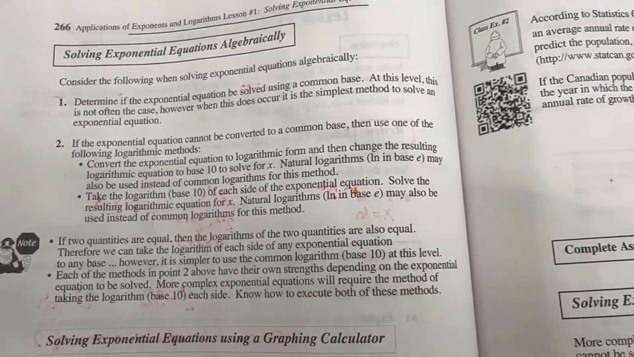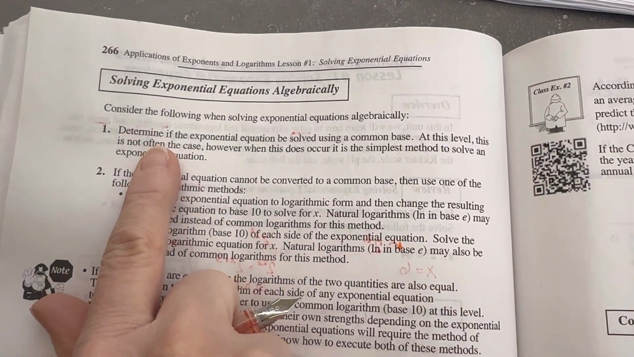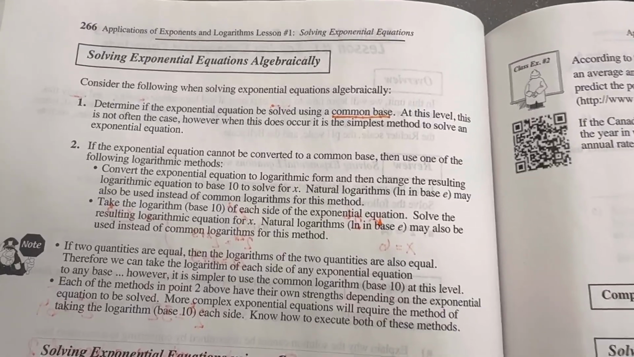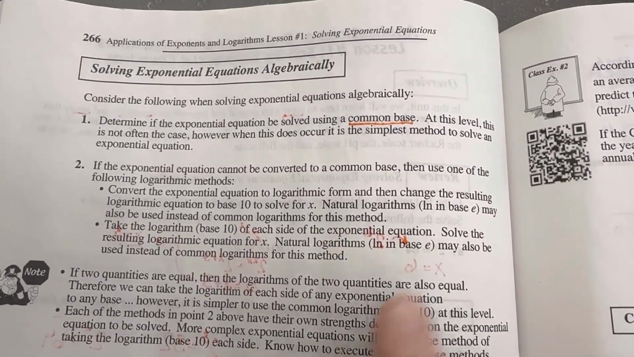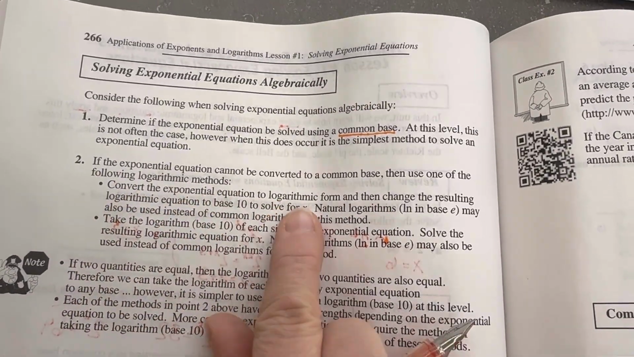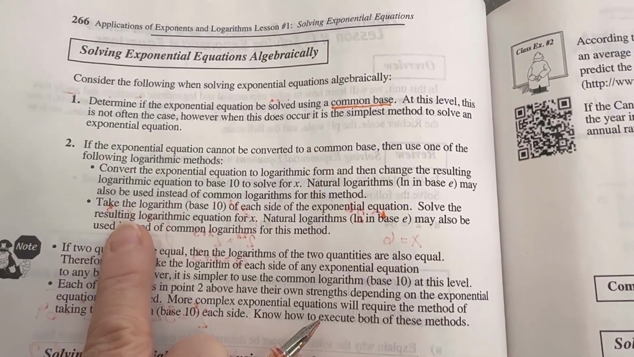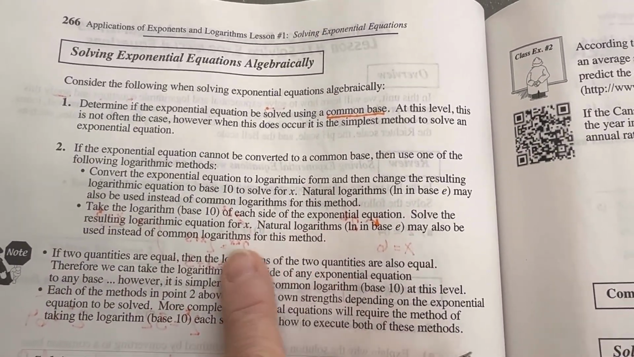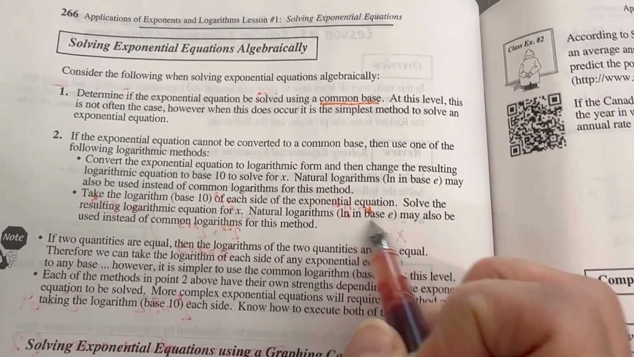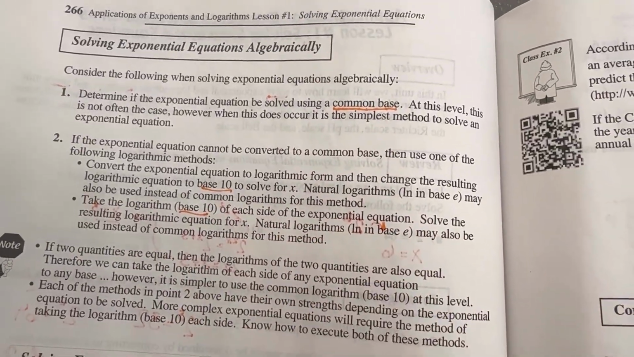So let's talk more about solving exponential equations algebraically. First thing you need to do is, if it can be written as a common base, it is definitely easier to do that. If you can't, then you would either convert the exponential to a logarithm and then solve, or you would take the log of both sides and then solve. This is just saying you can use natural log for both of those, but why would you? You're just going to use the common log.